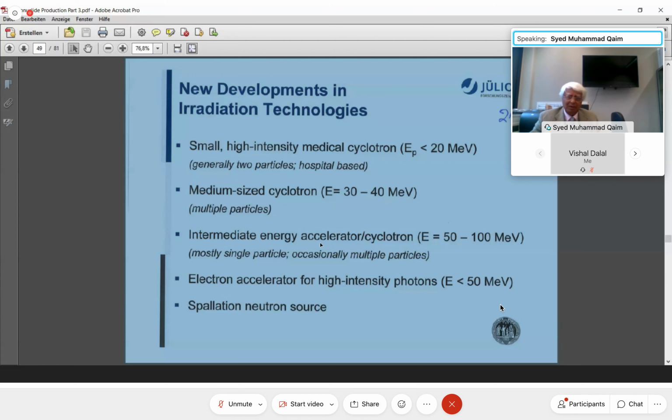The next type of development is the so-called electron linear accelerators for high energy photons. Here the energy of electron is generally below 50 MeV, and these 50 MeV electrons falling on a heavy target like lead and bismuth give us high energy photons which are used for production purposes.